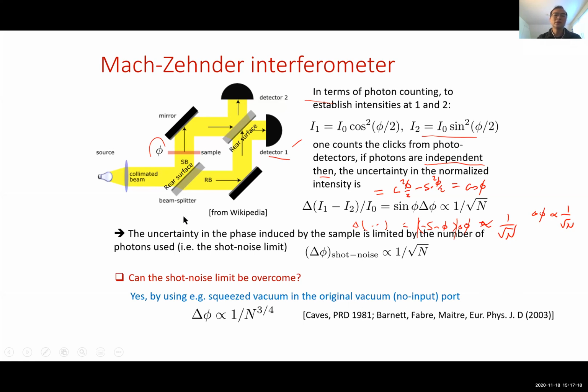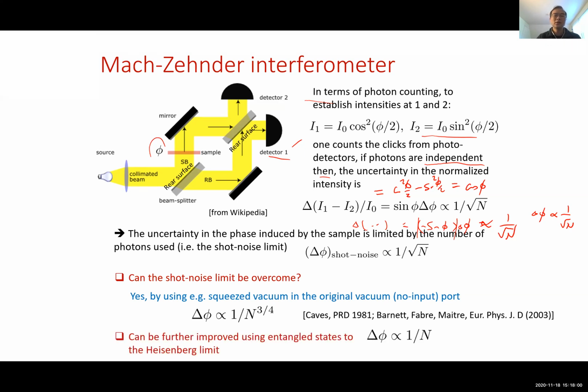If you use a squeezed vacuum instead of the original here, where there's no input, meaning that this is vacuum, but you input some other state from here, you can show that the uncertainty in the phase can perform better than 1 over square root n, meaning that this is smaller than this. In this particular example that they show, this scales as 1 over n raised to the 3/4 power.